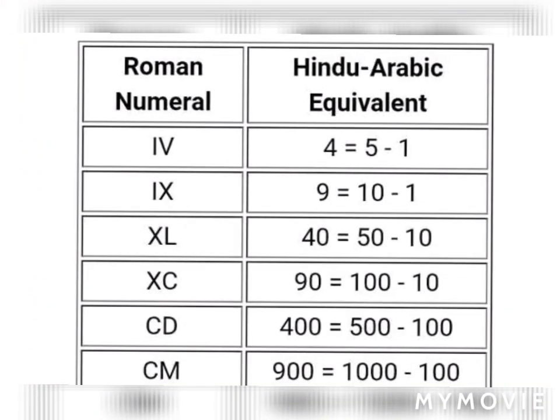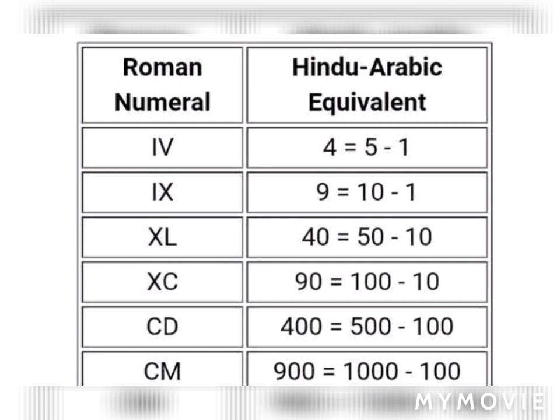As stated earlier, 4 and 9 are the special numbers because here we are applying the rule of subtraction. So we already saw how we write the Roman numeral for 4, 9, 40 and 400. Let's take the example of 90. For 90, here we see that it is 10 less than 100. So 100 minus 10 will give me 90.